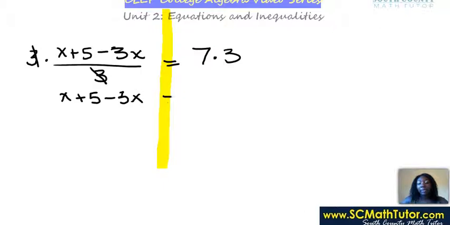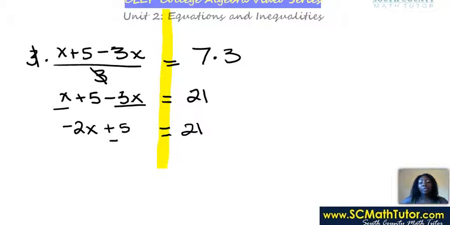Minus 3x equals 7 times 3 is 21. Okay, now on the left side, you notice that you have like terms. So you want to combine those. So this is negative 2x plus 5 is equal to 21.